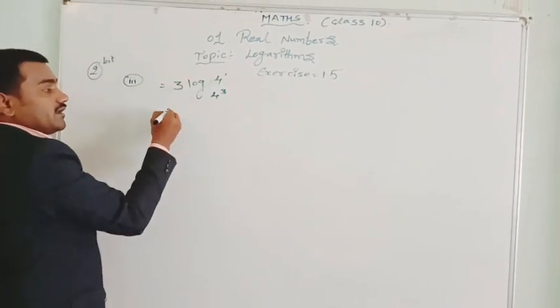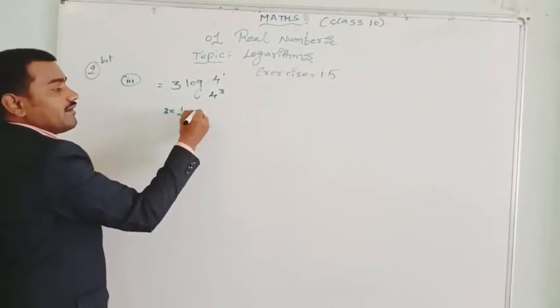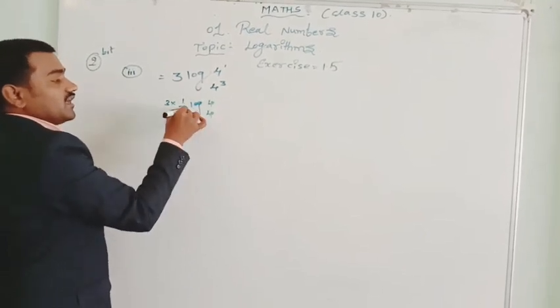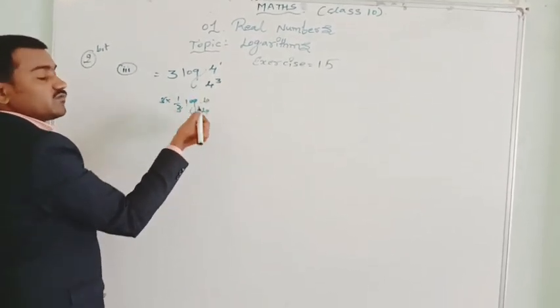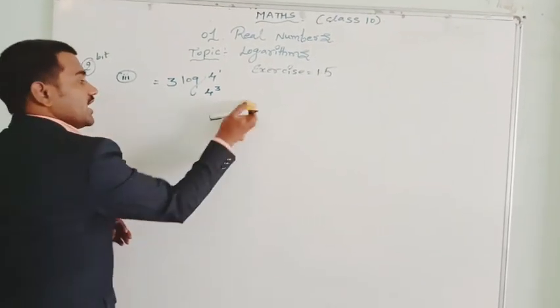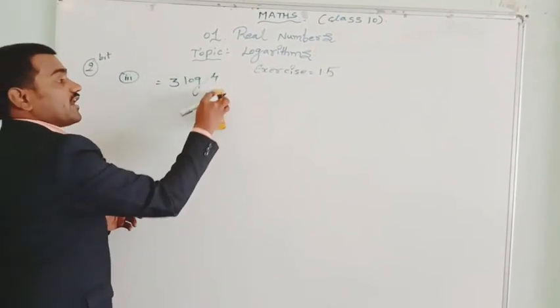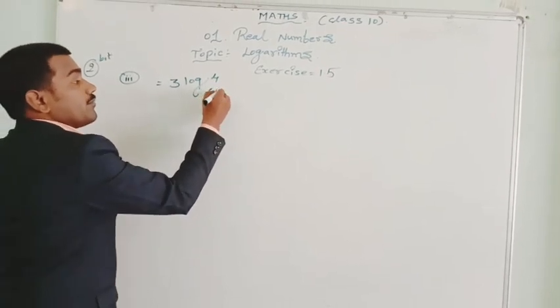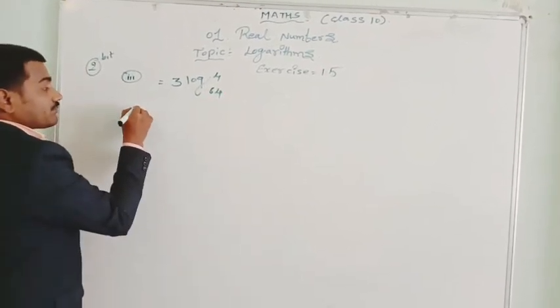It comes like 3 into 1 by 3 of log 4 base 4. Then this 3 cancels, and log 4 base 4 equals 1. So the answer is 1. In this way we can solve. Or else, let's see another process, by using the power formula.